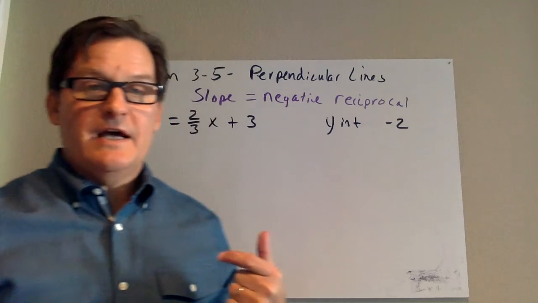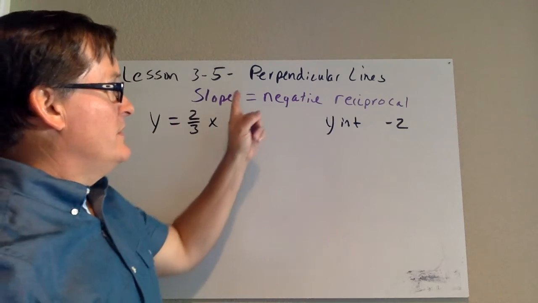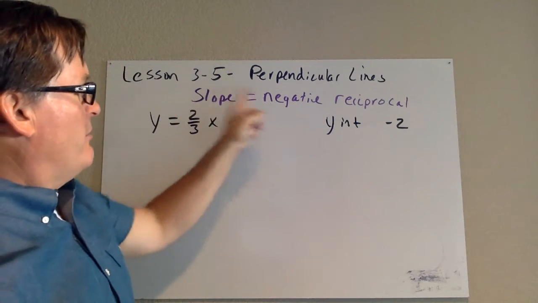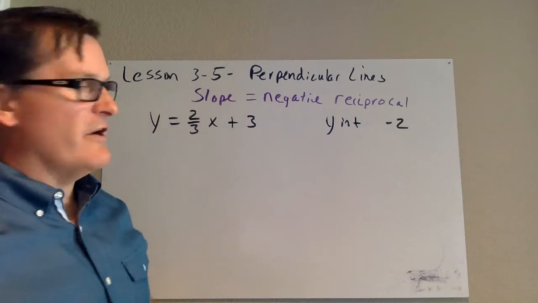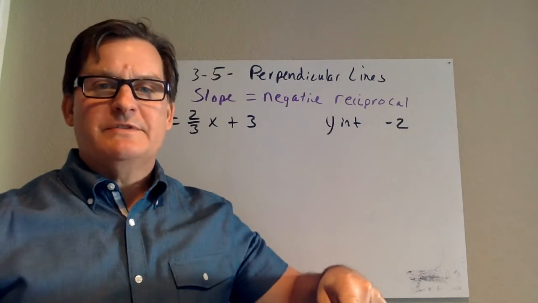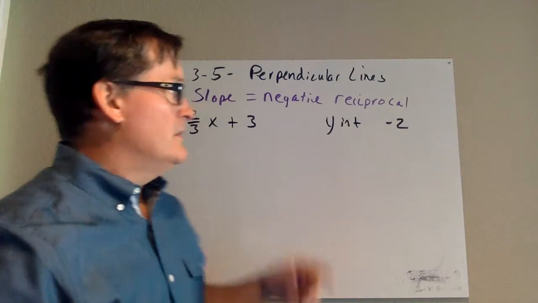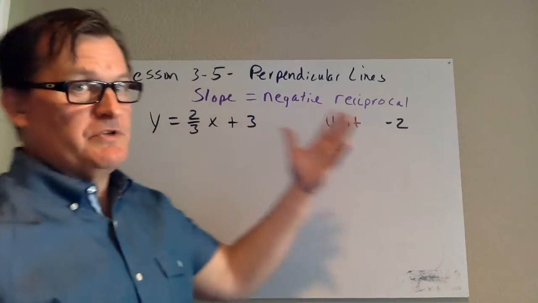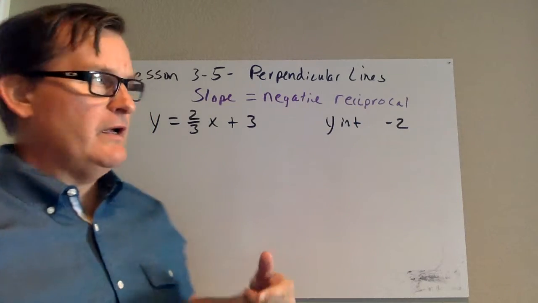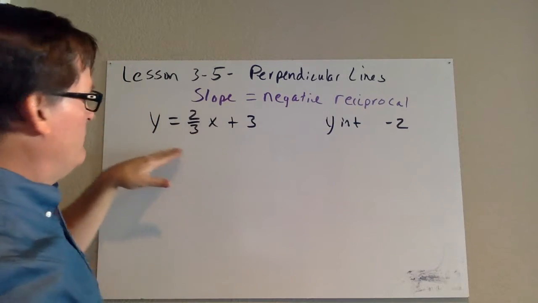Continuing lesson 3-5 in the applied geometry course, studying perpendicular lines. Quick review. Lines that are perpendicular to each other have slopes that are negative reciprocals of each other, so they're flipped upside down and opposite signs. Our charge here presents similar problem-solving situations to what we went over with parallel lines. The difference will be the slopes.